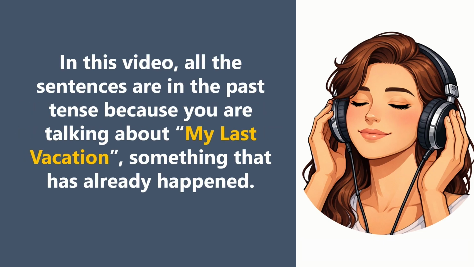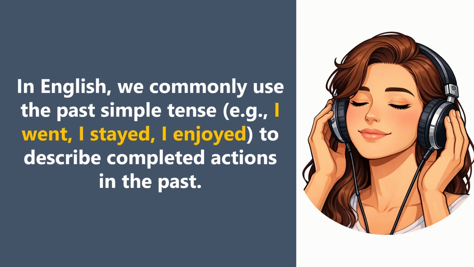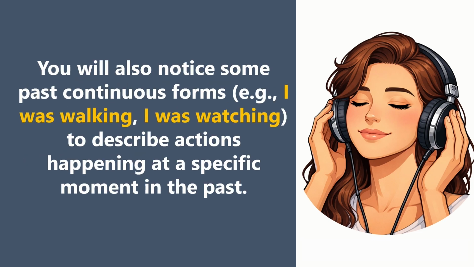In this video, all the sentences are in the past tense because you are talking about my last vacation, something that has already happened. In English, we commonly use the past simple tense, like I went, I stayed, I enjoyed, to describe completed actions in the past. You will also notice some past continuous forms, like I was walking, I was watching, to describe actions happening at a specific moment in the past. Let's begin.